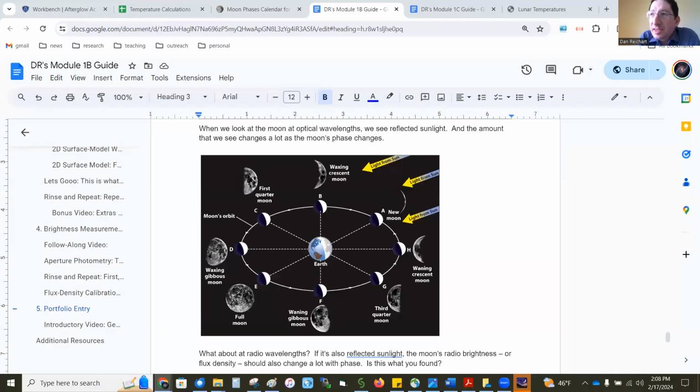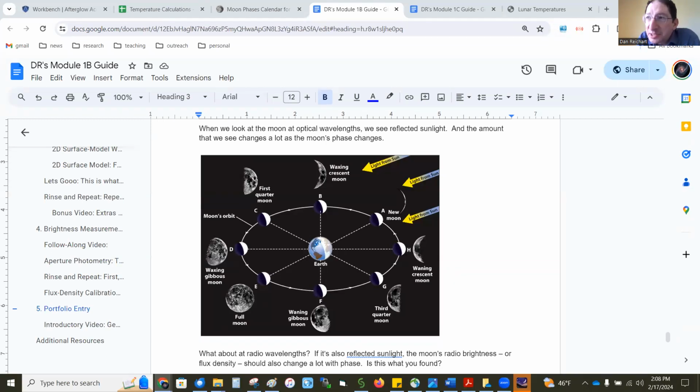All right. By this point in the module, you should have two measurements of the brightness of the moon taken days apart, when the phase of the moon, as observed at visible wavelengths to the human eye, was significantly different. Now, I'm not going to spend a lot of time explaining the phases of the moon.